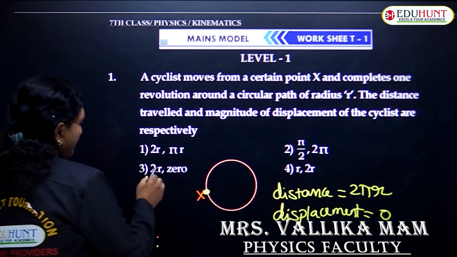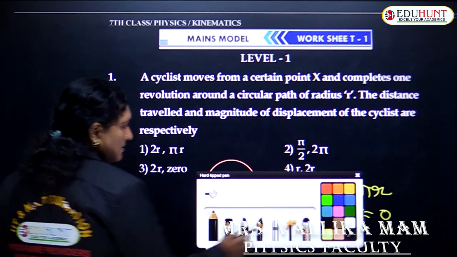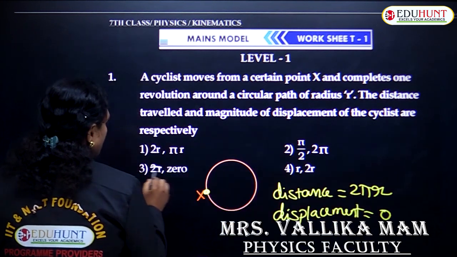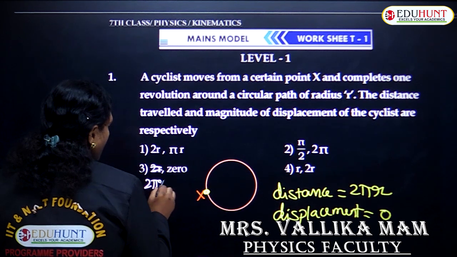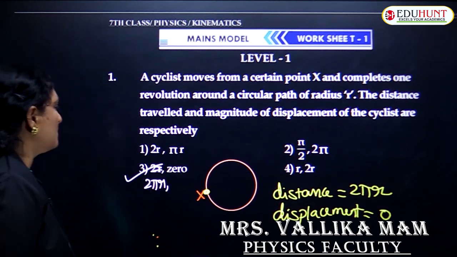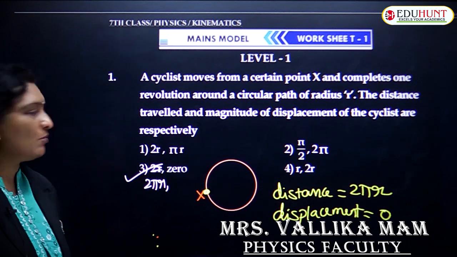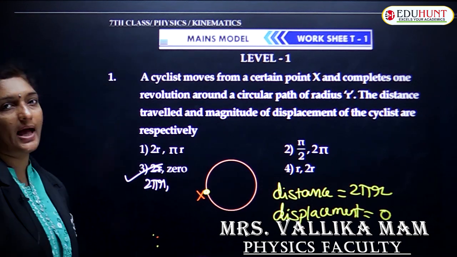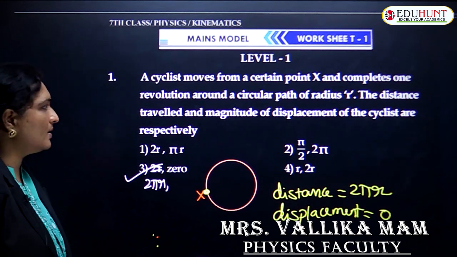See here, a pi is missing, children. This is not 2r, it should be 2 pi r comma 0. So your correct answer would be option number 3. What is the correct answer? 2 pi r comma 0. Okay, children.